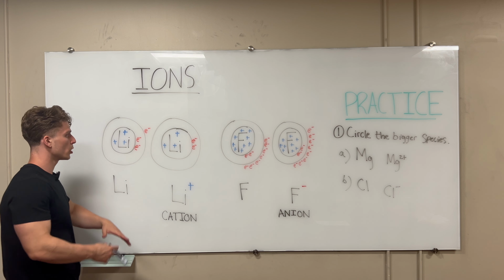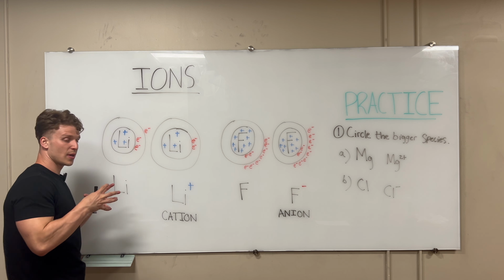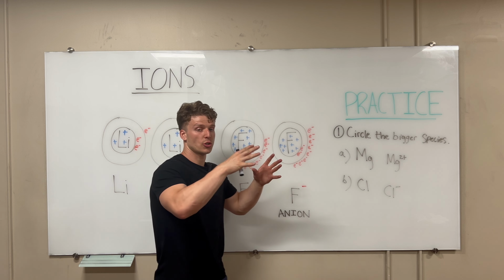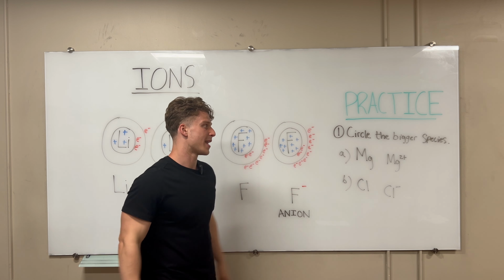So cations are smaller, more protons than electrons, shrinking in the atom. Anions bigger than the neutral species, more electrons, more repulsion, making that atom bigger, right?